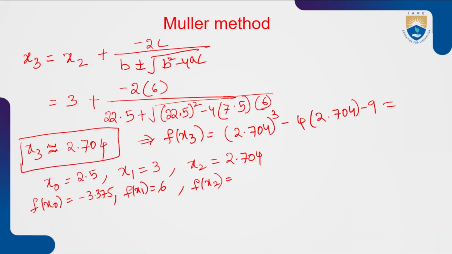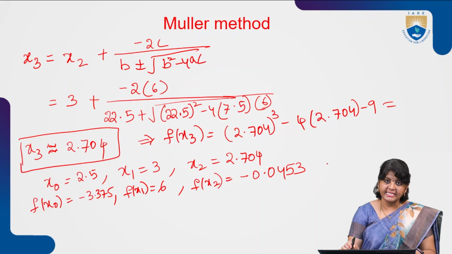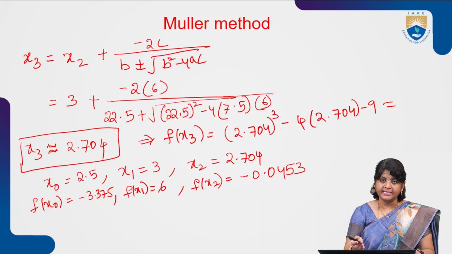So 2.704 whole cube minus 4 into 2.704 minus 9 is equal to minus 0.045453. We can consider up to 3 decimals only. So now with these three initial guesses, we need to move on to the second iteration.